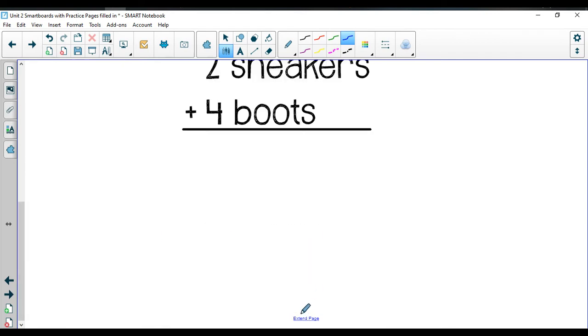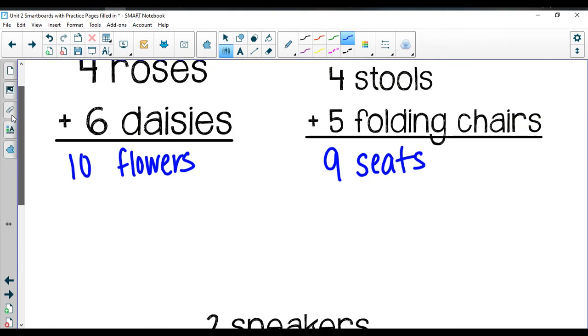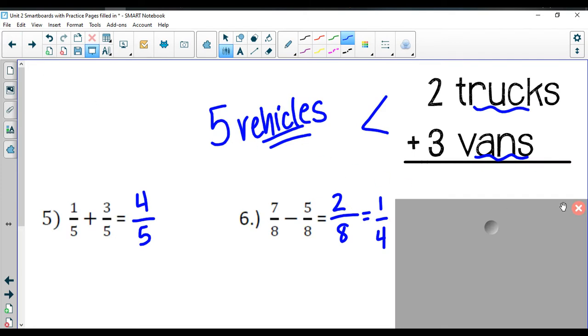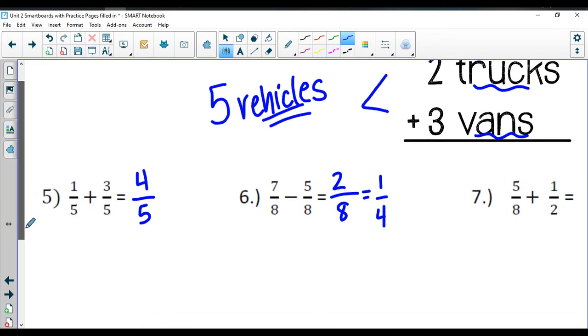Last one here for you, 2 sneakers plus 4 boots. Sneakers and boots are both types of shoes. So we could say we have 6 shoes. So in all these examples, we've actually created some sort of common denominator. Our denominator is no longer roses or daisies. It's something that's new.